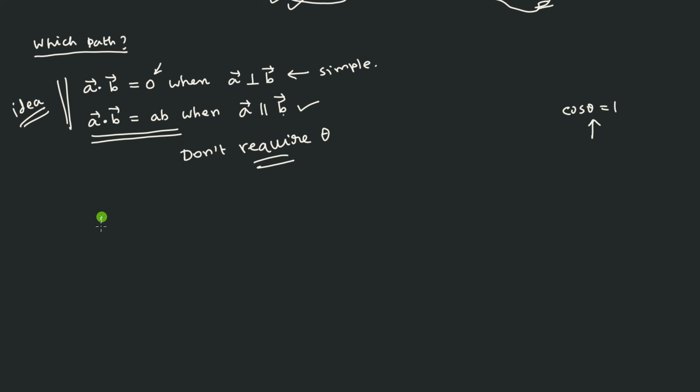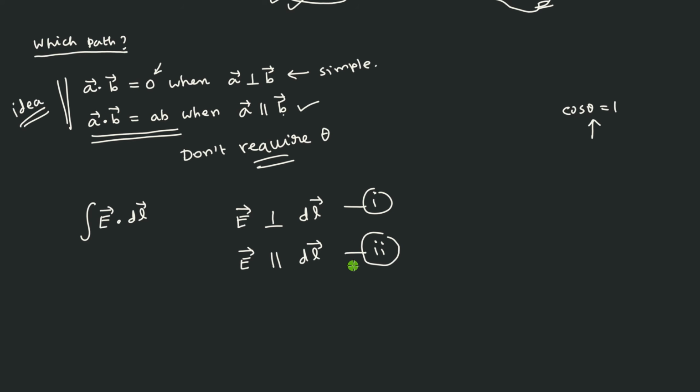Now in our problem, what are we going to evaluate? We want to evaluate the integral of E dot dl. Forget about the integral; first we will discuss E dot dl. So you ask the question: do you have any situation like E perpendicular to dl? And also ask: do you have any situation where E is parallel to dl? This is your option 1 and this will be your second option. If option 1 and option 2 happen along your path, then that is the path you will choose. This is the idea. Which path do you want to choose? That is the question. The answer is here.